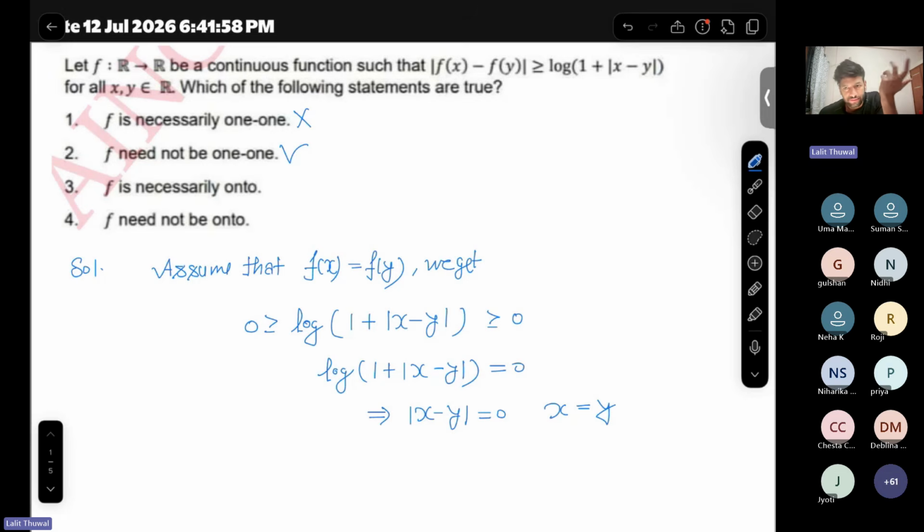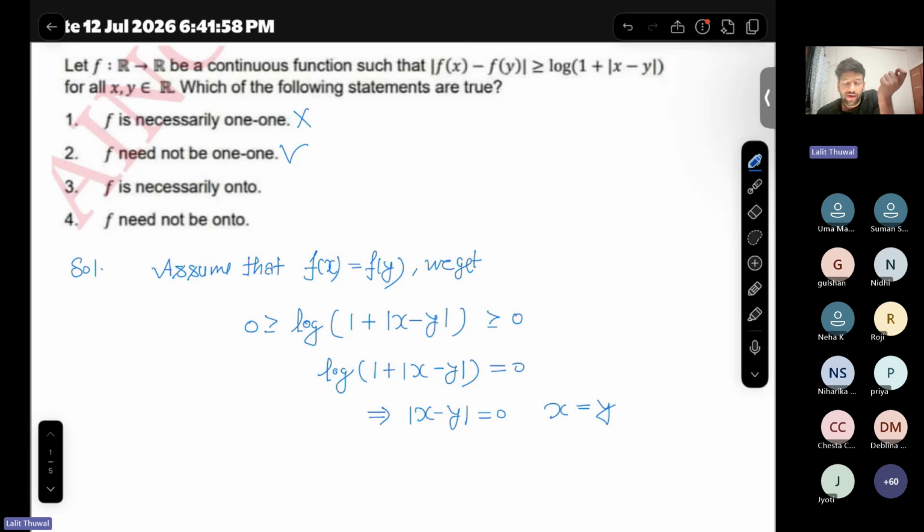It might be oscillating, or it should be from minus infinity to infinity, something like that, right? So there are two ways to prove that this function is one-one onto. One way is to show that the image of this function is closed as well as open.